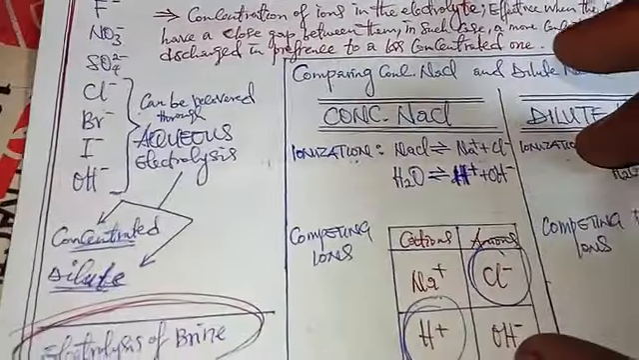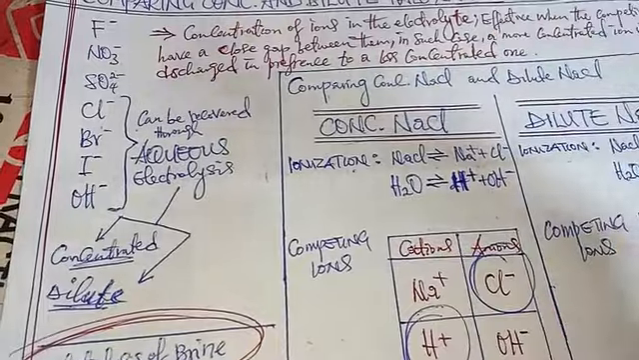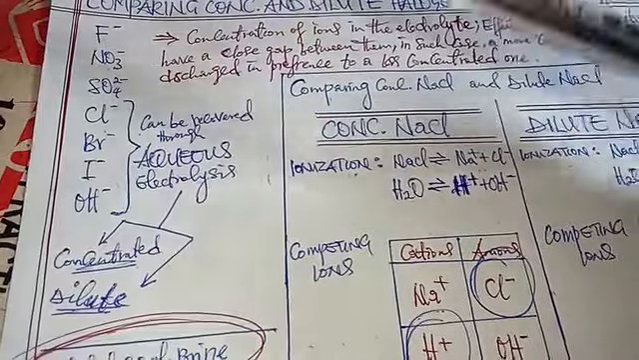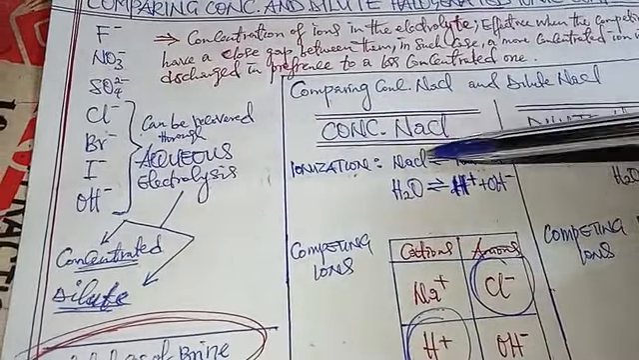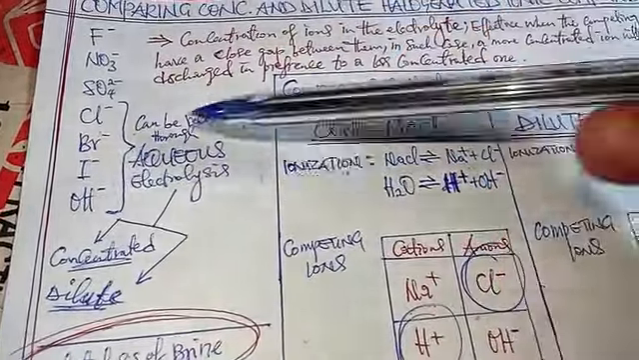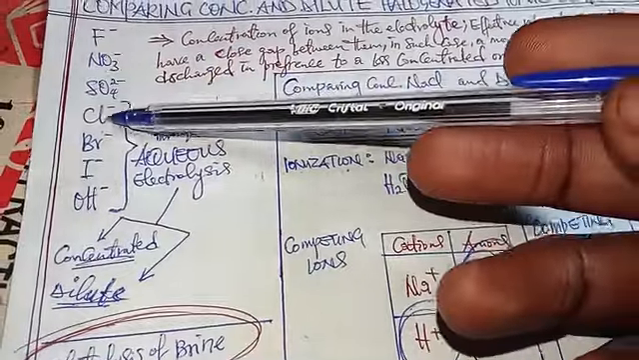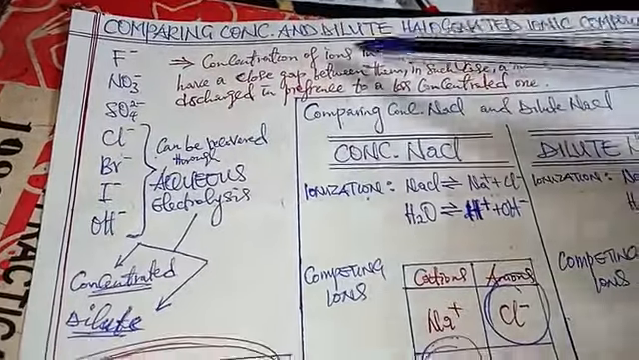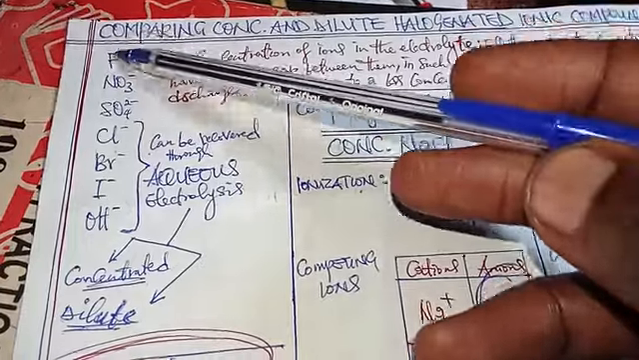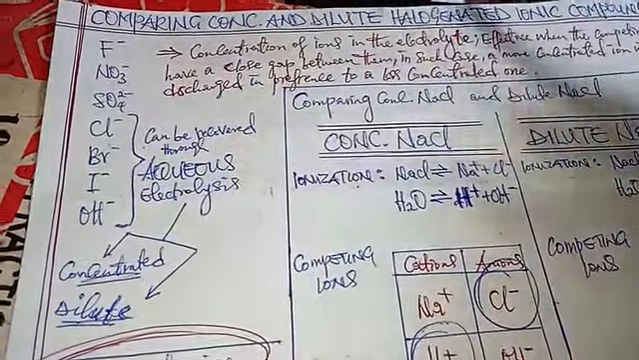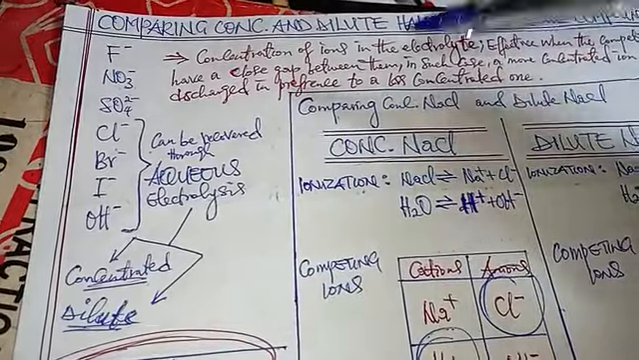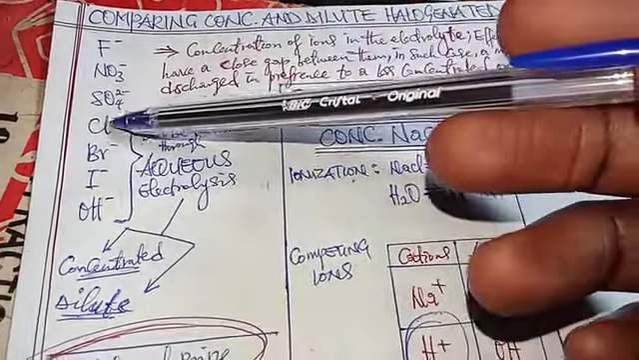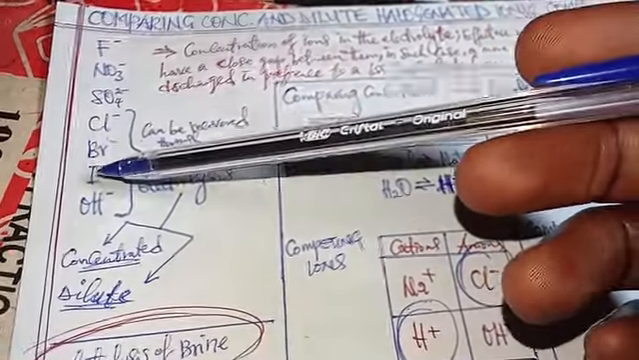WAEC and JAMB usually test students on this factor using halogenated ionic compounds. So whenever you dissolve a halogenated ionic compound, something like sodium chloride, magnesium bromide, calcium iodide, and so on and so forth, halogen simply means it contains chlorine, bromine, iodine. And in these halogenated compounds, fluorine is exempted, it's not part of it. So once you are treating the electrolysis of halogenated ionic compounds in terms of aqueous electrolysis, the halogenated compounds we are talking about are ones that contain either chlorine or bromine or iodine.